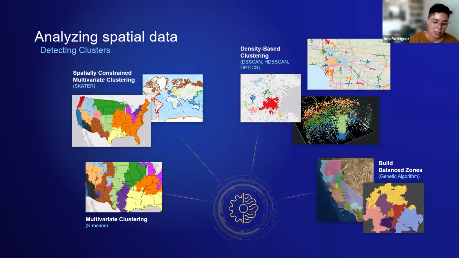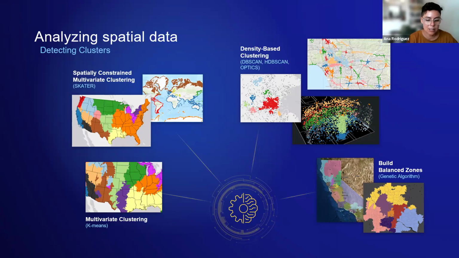And finally, analyzing spatial data. The most common way to analyze spatial data using deep learning models is by detecting clusters or grouping similar observations or data points together. We have several ways to do that, and these are all statistical ways to do that.